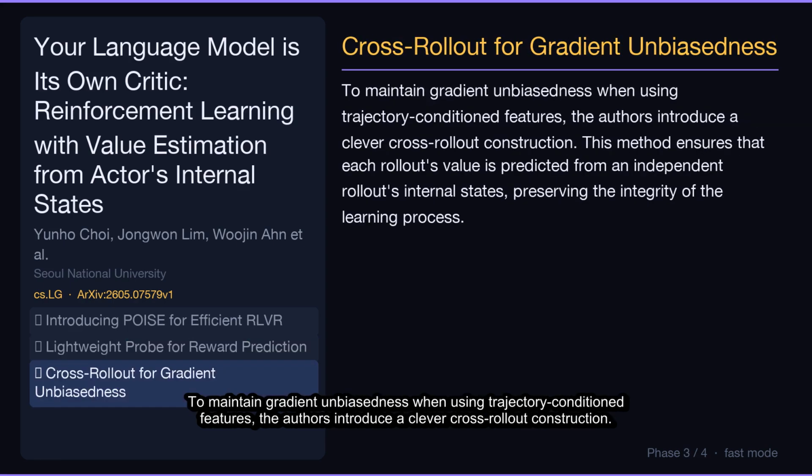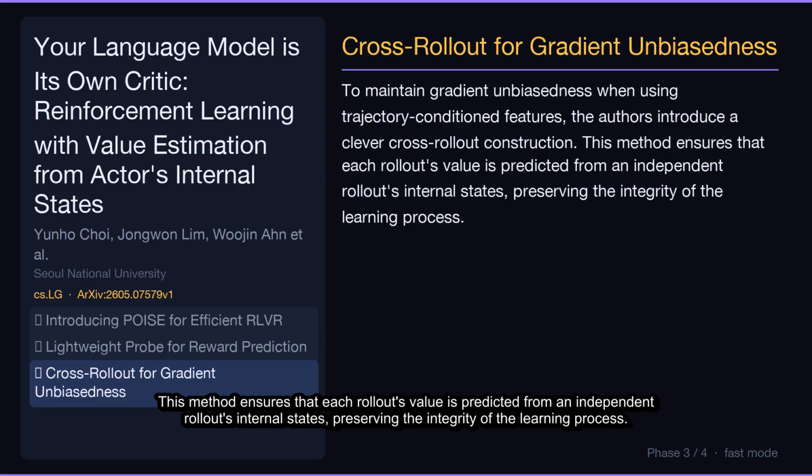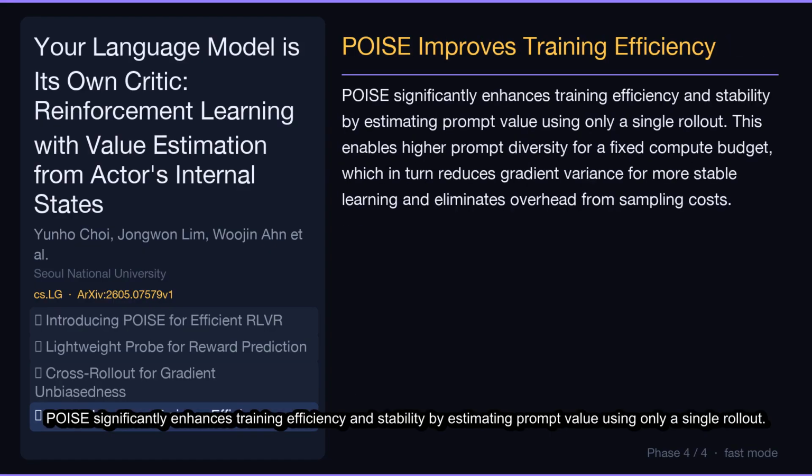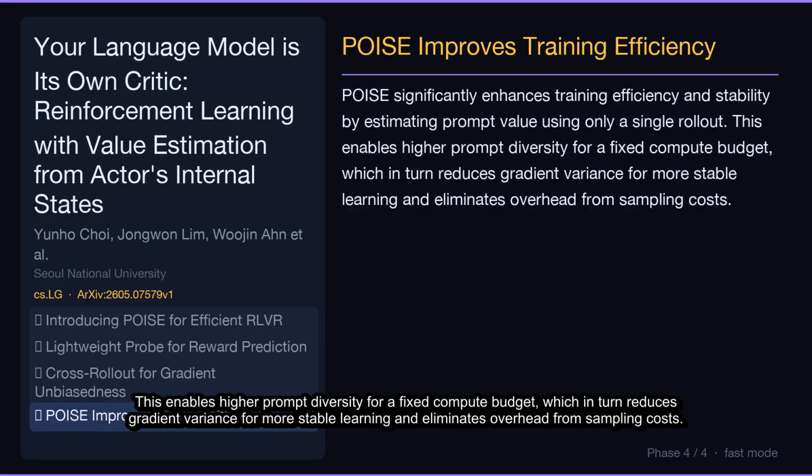To maintain gradient unbiasedness when using trajectory condition features, the authors introduce a clever cross-rollout construction. This method ensures that each rollout's value is predicted from an independent rollout's internal states, preserving the integrity of the learning process. POISE significantly enhances training efficiency and stability by estimating prompt value using only a single rollout. This enables higher prompt diversity for a fixed compute budget, which in turn reduces gradient variance for more stable learning and eliminates overhead from sampling costs.